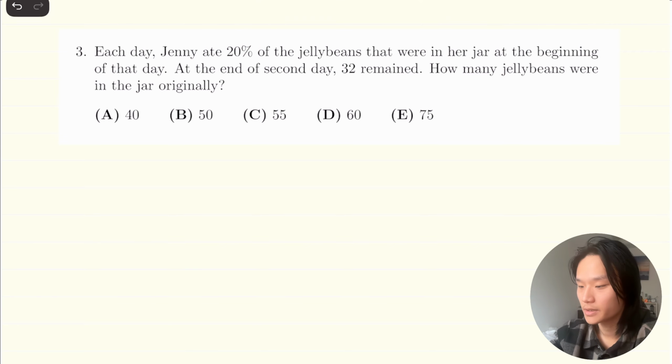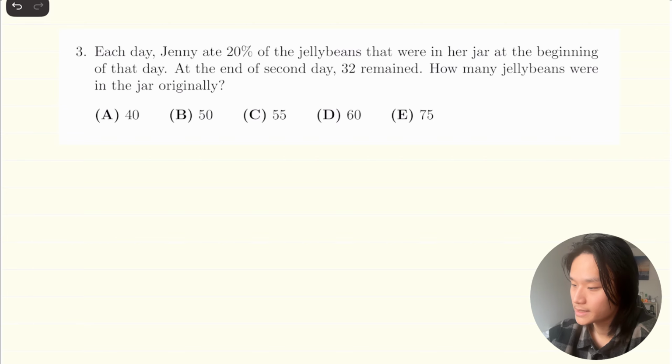So let's take a look. Each day, Jenny ate 20% of the jelly beans that were in her jar at the beginning of that day. At the end of the second day, 32 remained. The question is, how many jelly beans were in the jar originally?